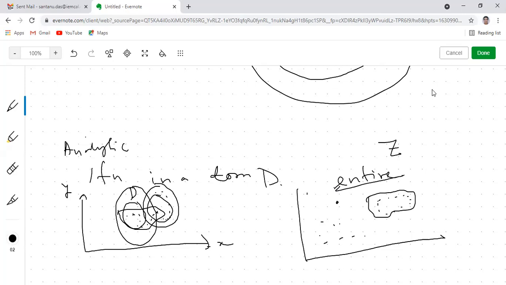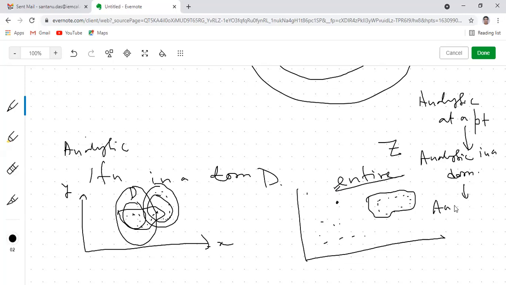So first there comes analyticity at a point. Then compared to this, analytic in a domain is broader. Then analytic in the entire complex plane is broader still. Is that clear? Is that clear or not? Yes, sir.